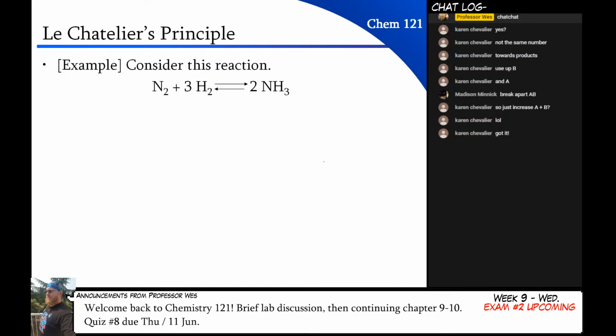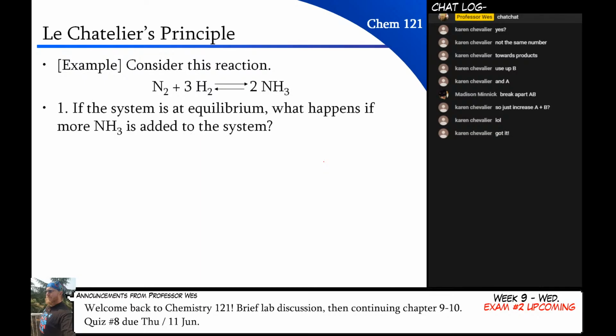So here's an actual reaction. Let's consider this, and we'll do each of these steps here. So let's suppose that I have some amount of N2, H2, and NH3, and it's all in a container, and I can push a button that says add ammonia, which is NH3.